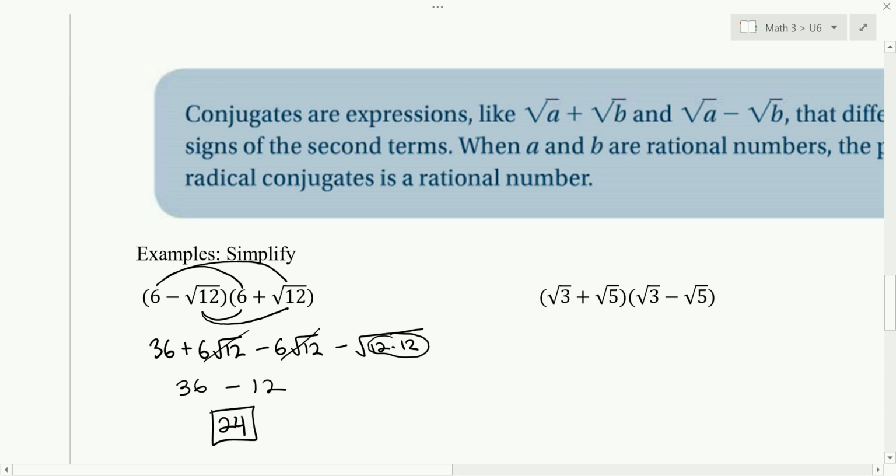Okay. So it always works. When you multiply conjugates together, it gets rid of square roots. It doesn't get rid of cube roots or other kinds of roots, but it works with square roots. So try the next one. See what number you get. It should be an integer.